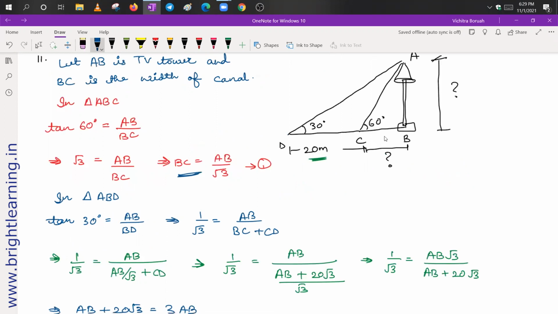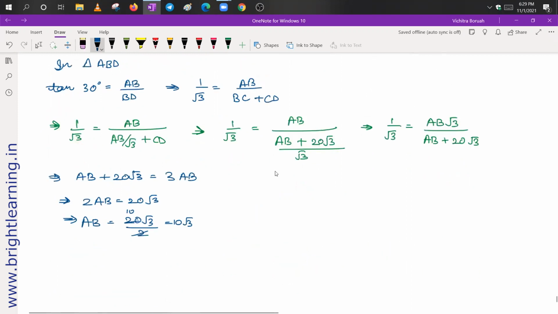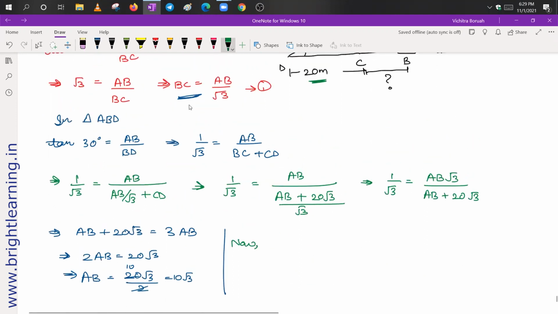Next, we also have to find the width of the canal. Okay, so now this relation we know, BC is equal to AB upon root 3. Now just put the value of AB here. AB is 10 root 3. So just put the value. So 10 root 3 upon root 3. So root 3 gets cancelled and you will get 10.